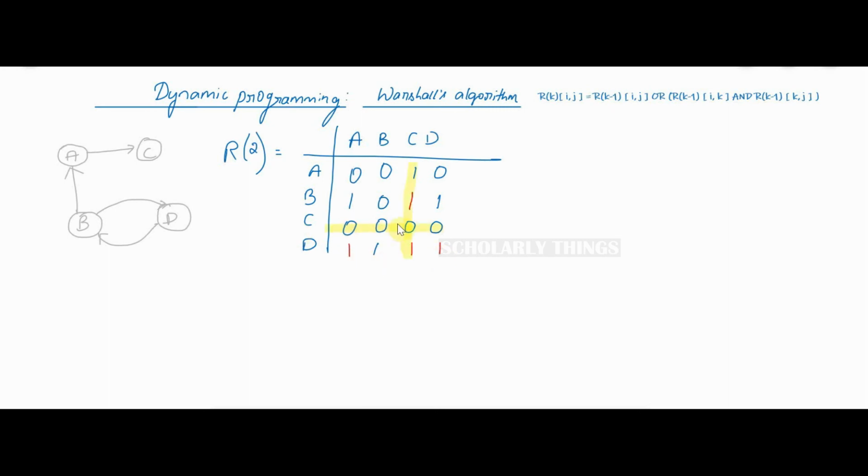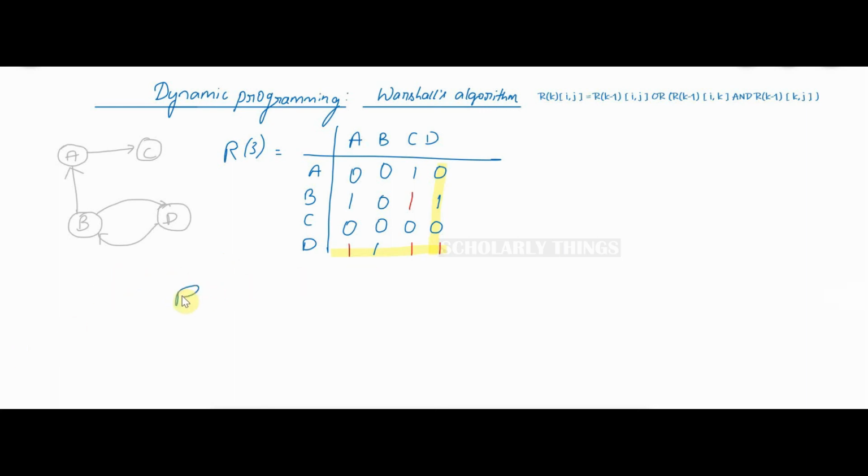Next, k is equal to 3. Vertices 1, 2, 3 can be intermediate nodes. In this round, there is no change as we can't find out any new path. Therefore, R3 is the same as R2. Next, k becomes 4. Vertices 1, 2, 3, 4 can be intermediate nodes.